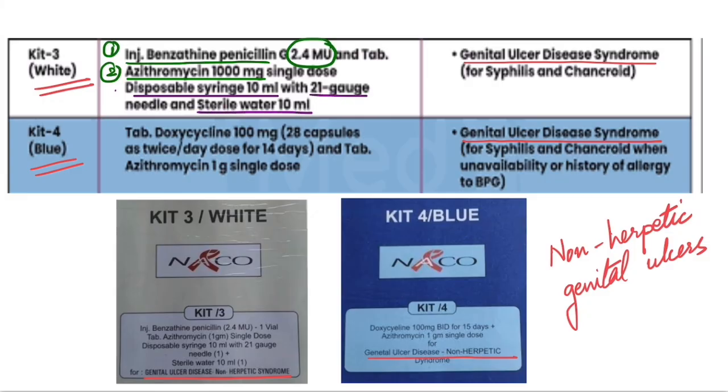There are 3 other things which can be asked. It is a disposable syringe of 10 ml, 21 gauge needle and sterile water of 10 ml. In kit 4, the blue kit, is oral doxycycline 100 mg 28 capsules, and it is given twice daily for 14 days, and azithromycin 1 gram for a single dose. This blue kit is given when there is either unavailability or history of allergy to benzathine penicillin.